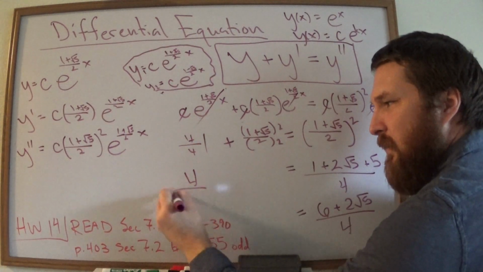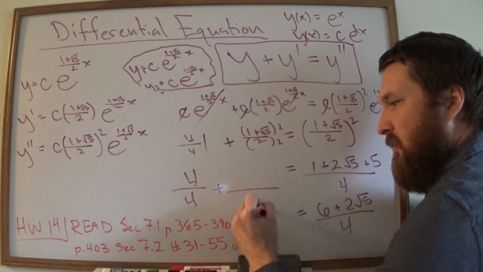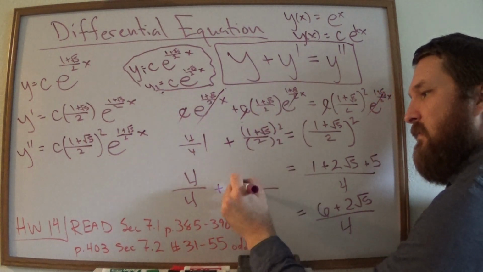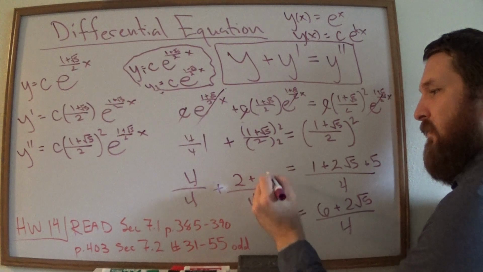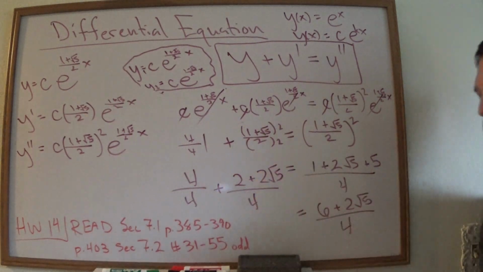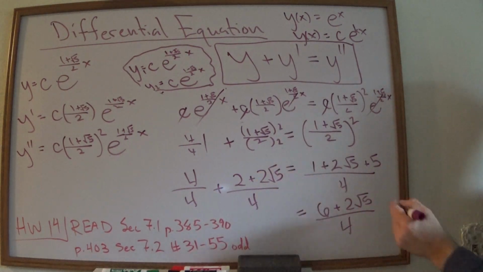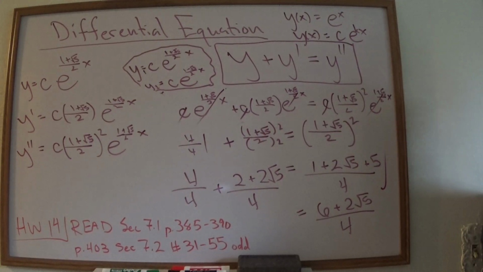So we have 4 over 4 plus this is over 4. The 2 jumps in, gives me a 2 plus 2 root 5, which is 6 plus 2, which is 6 plus 8. It works. Oh, lo and behold.